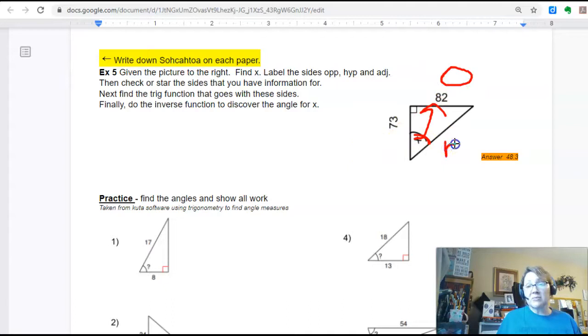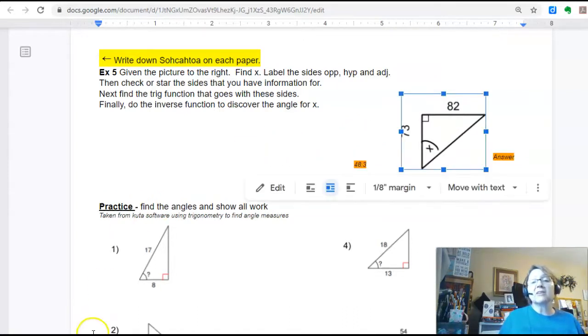This right here is my hypotenuse, and this right here is my adjacent, right? So if I have my trig functions down the side here, I know that I have opposite and adjacent, so that is what trig function? Hopefully you know, it would be tangent. So that would give me the tangent.